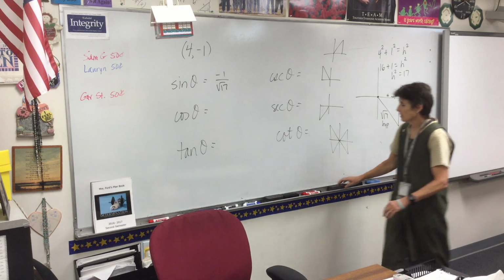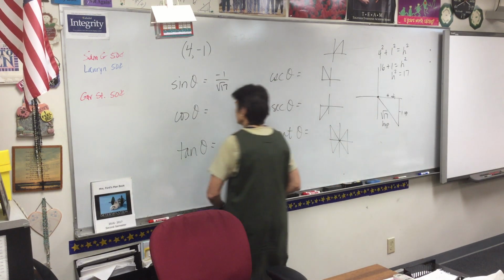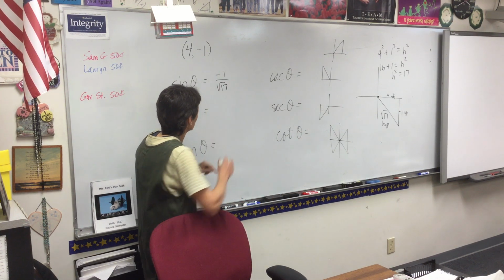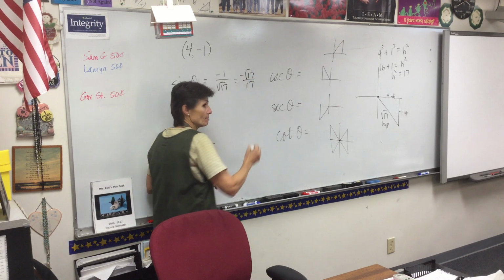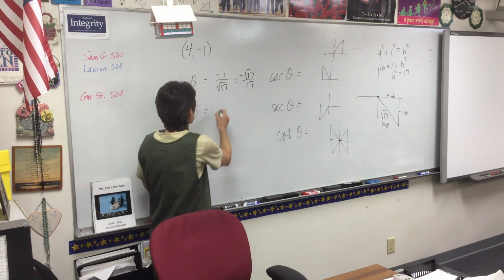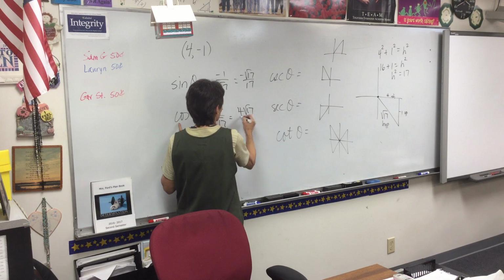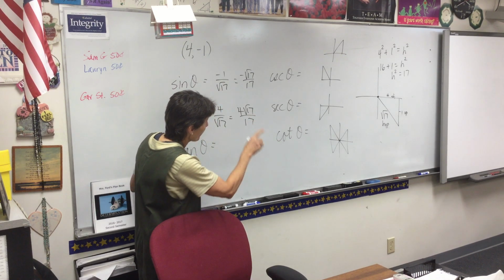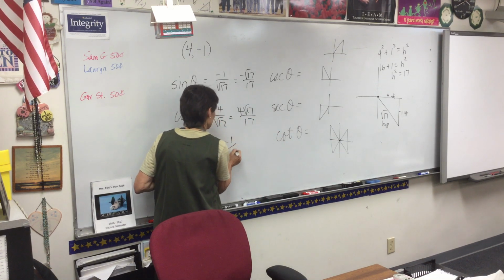Okay, so we were just getting finished here with our problem. So we said the sine was opposite over hypotenuse, so that would be negative root 17 over 17, right? And then the cosine is adjacent over hypotenuse, so again, 4 root 17 over 17. And then the tangent, opposite over adjacent, which would be negative 1/4.